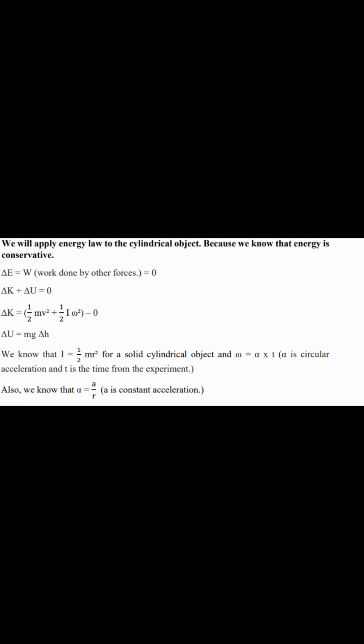Because we assume that there is no work done by other forces, the energy is conserved. We use energy law on the objects one by one. And we know the moment of inertia for a solid cylinder, and we know to find the angular velocity by multiplying angular acceleration and time. And also we know the angular acceleration can be found with linear acceleration over the radius of the cylinder.